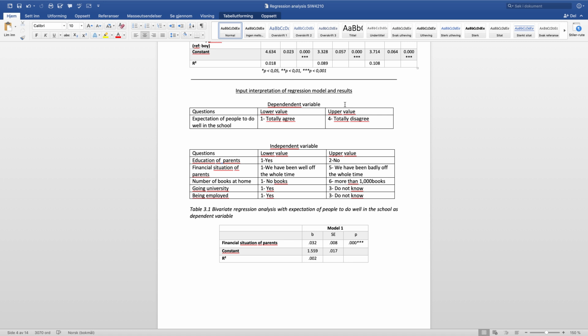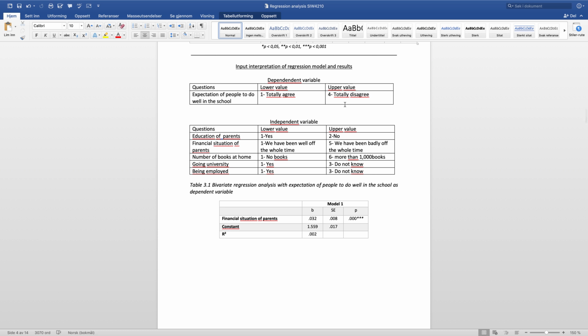And that's why statistics is really fun, because it's really about testing theories, and about making the argument for why things are the way they are. So, okay, the next model, expectation of people to do well in school. One is totally agree, four is totally disagree.